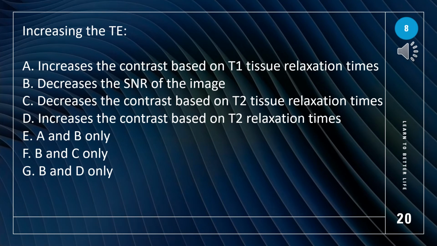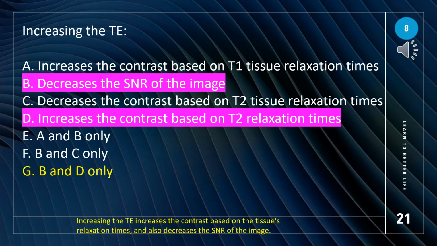Increasing the TE has what following effects? Pause the video. The answer is option G. B and D only. Decreases the SNR of the image and increases the contrast based on T2 relaxation times.